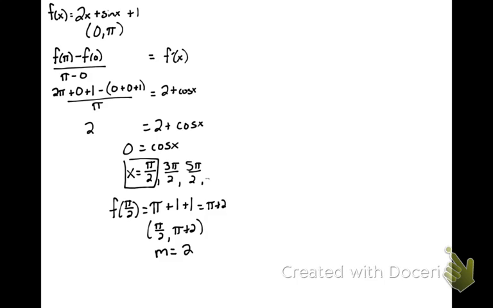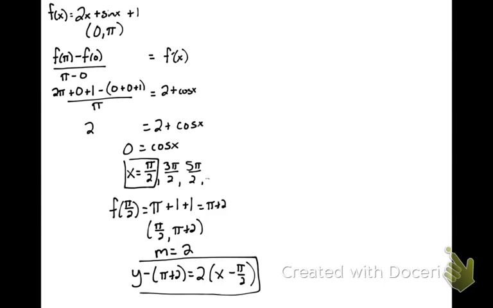So our tangent line would be y minus the y value, in this case pi plus 2, equals our slope times x minus the x value. And that's the equation of our tangent line.